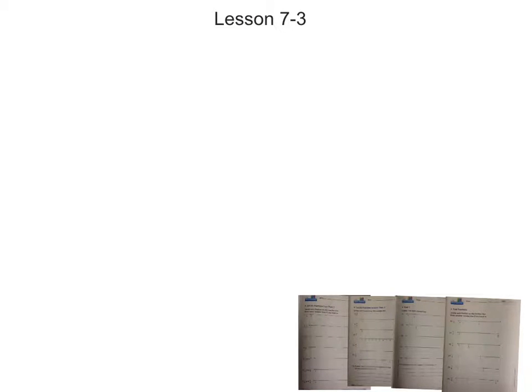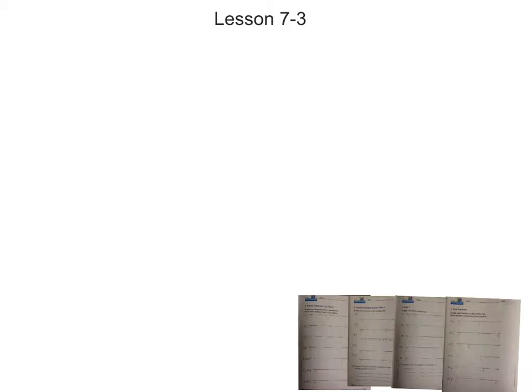Alright, boys and girls, today's lesson is lesson 7-3, and we're going to work with locating fractions on a number line. Along with that, we're also going to introduce something a little new. It's introducing fractions that go greater than 1. I'm going to quickly break that down for you. Some of you may be like, oh my goodness, it sounds so hard, but really it's not.